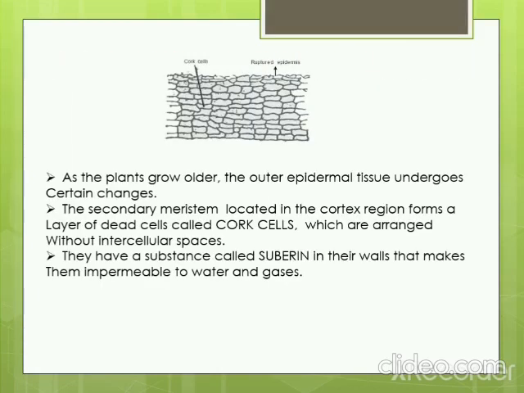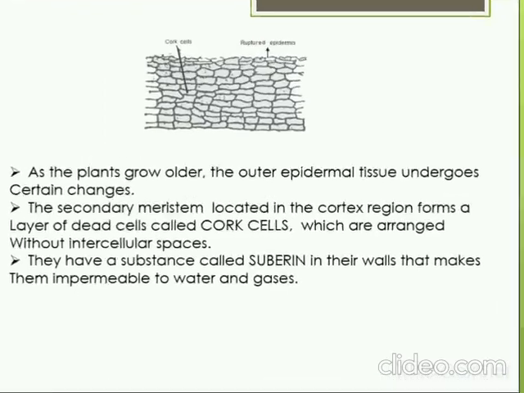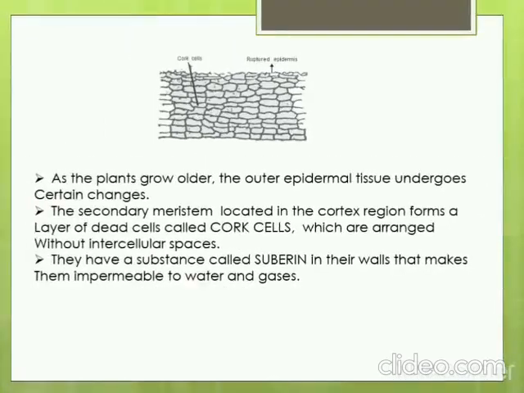Next we have to see about the cork cells. One important part of the epidermal tissues is to become a cork cell. The cork cell has been developed from the secondary meristem of the cortex region. This is a layer of dead cells, and there are no intercellular spaces. As the plants grow older and older, the outer epidermal tissues will be converted into cork cells.